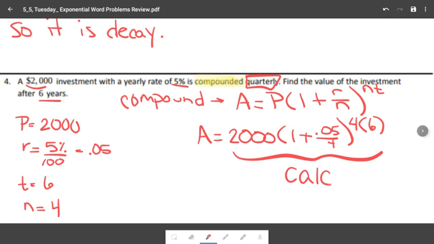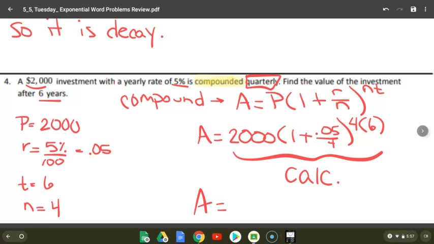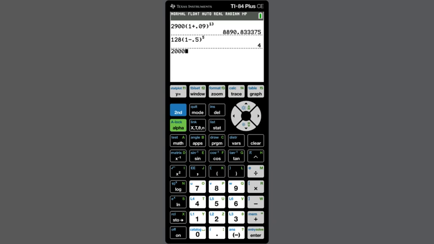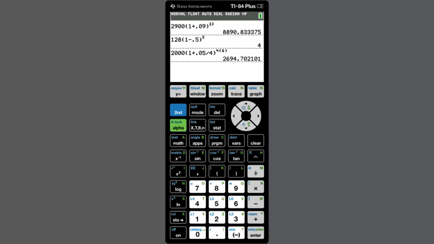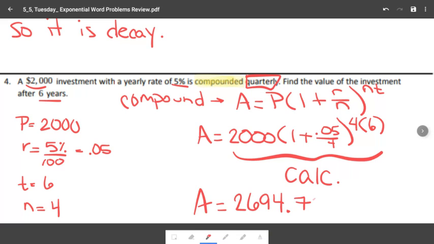Then plug this straight into our calculator again. 2,000 times 1 plus 0.05 divided by 4 to the 4 times 6 power. And it does not tell you where to round, but this is dealing with money. So if money does not tell you where to round, we're always going to go to 2 decimal places. So $2,694.70. That 2 tells us to stay where we are, so 0.70.